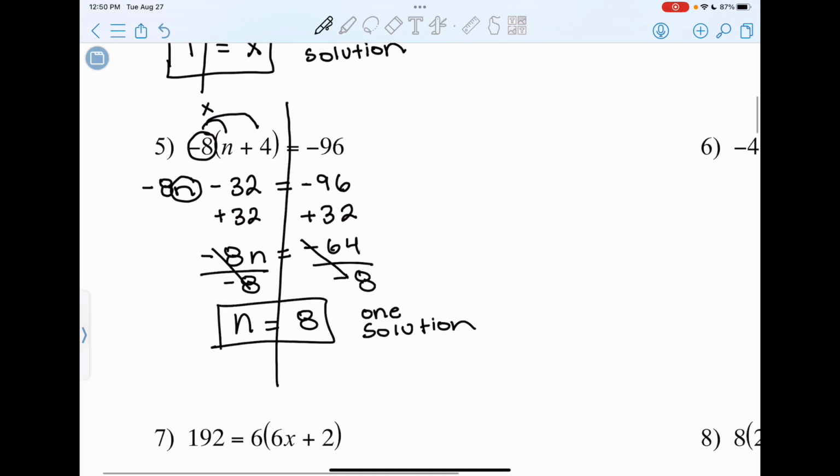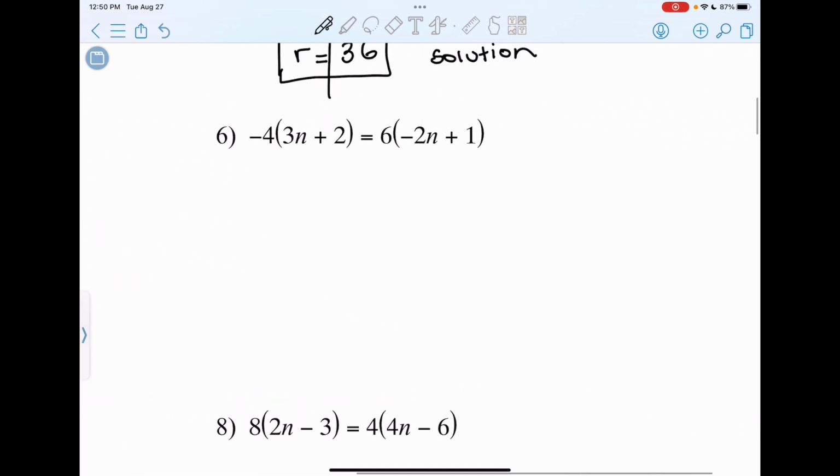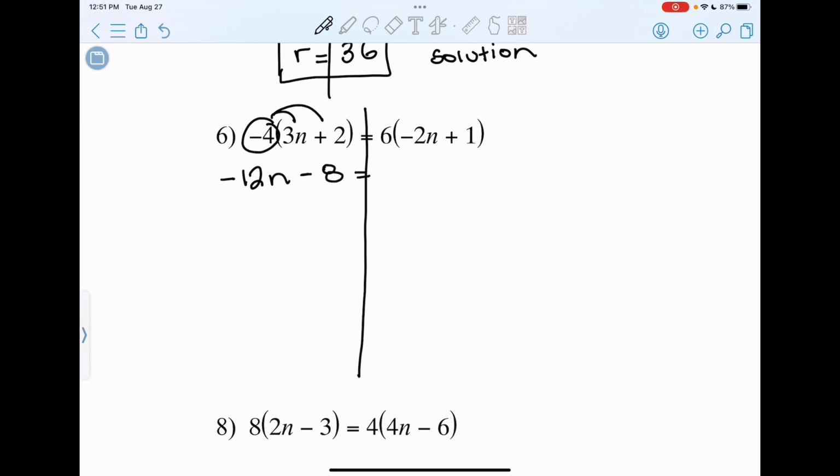Moving on to number 6, I have two double rainbow problems to do. Negative 4 times 3n and times 2. Let's start with negative 4 times 3n will be negative 12n, and negative 4 times 2 will be negative 8. Next, I need to double rainbow with the 6. 6 times negative 2n is negative 12n, and 6 times 1 is positive 6.